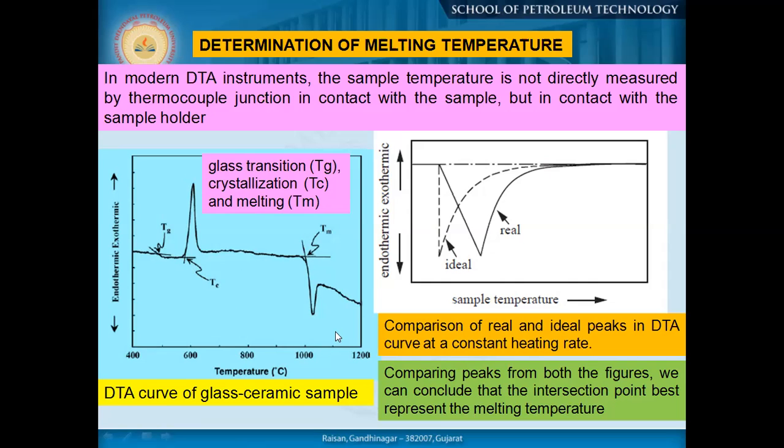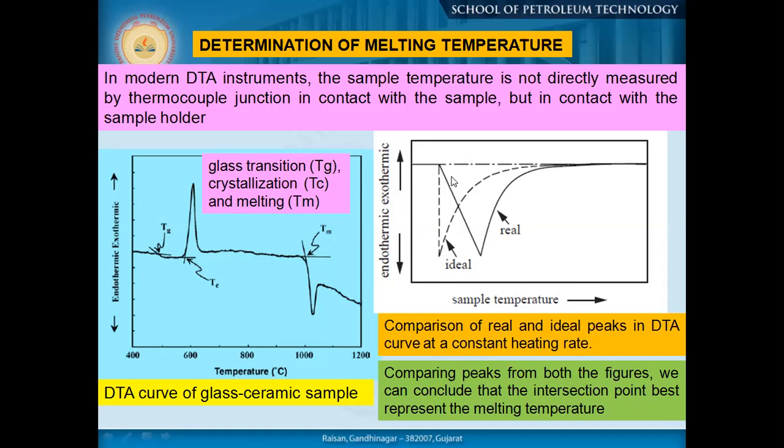So how to do it? Comparison: comparing peaks from both the figures. Once you compare, this is the real, ideal system, and here is the actual system in the DSC or DTA graph. Comparing peaks from both the figures, we can conclude that the intersection point best represents the melting temperature. So the intersection point of this line and this graph.